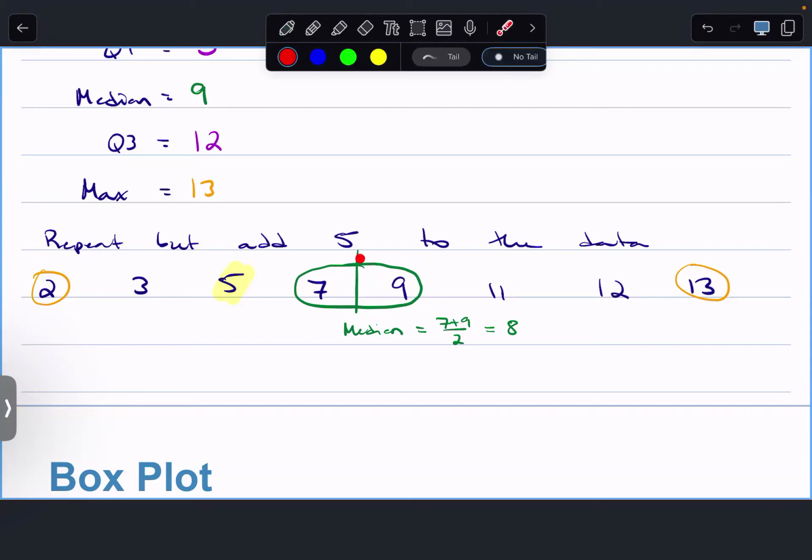The rule is the same, just remembering that now the median is this line, which we found by 7 and 9, but 7 and 9 are no longer involved. Okay, and so now what's going to happen is to find Q1, I land on 3 and 5.